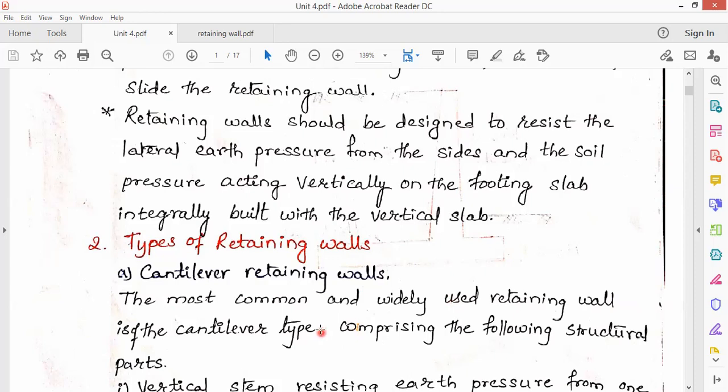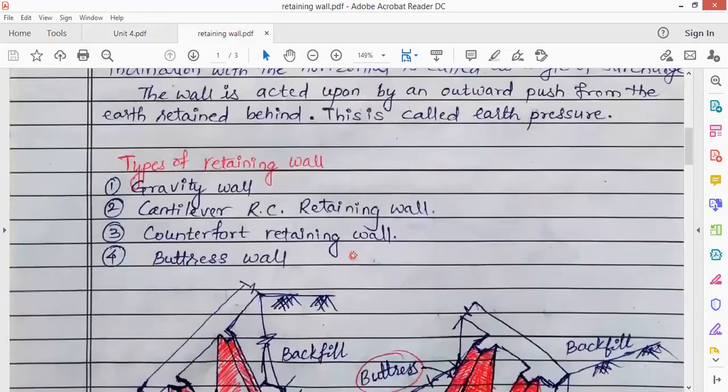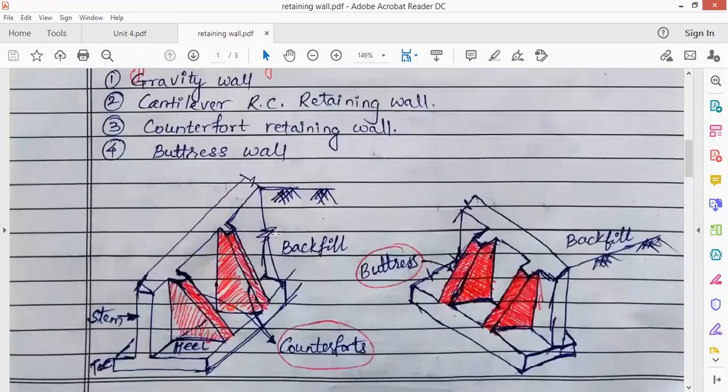So these cross walls will restrict the movement, or they are going to restrict the horizontal pressure that is coming over the retaining walls. That is another kind. And if in the same thing, that is, if I want to show that, here we can observe that. So here is the counterfort retaining wall. This is a type, second type, that is counterfort retaining wall.